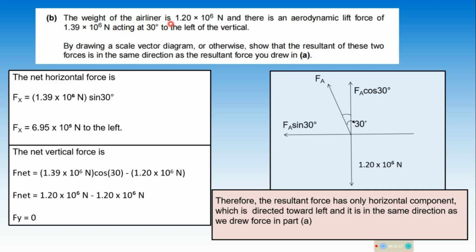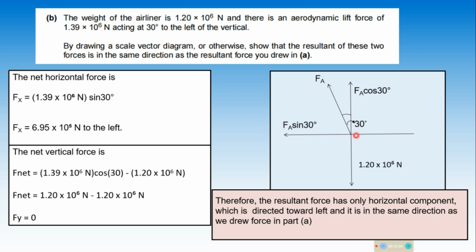The weight of the airliner is given, and there is an aerodynamic lift force of 1.39 × 10^6 newtons acting at 30 degrees to the left of the vertical. So this is a vertical force. The aerodynamic force is acting at 30 degrees, and these are the vertical and horizontal components of the aerodynamic force, Fa cos 30 and Fa sin 30. By drawing a scale vector diagram or otherwise, show that the resultant of these two forces is in the same direction as the resultant force we drew in part A.